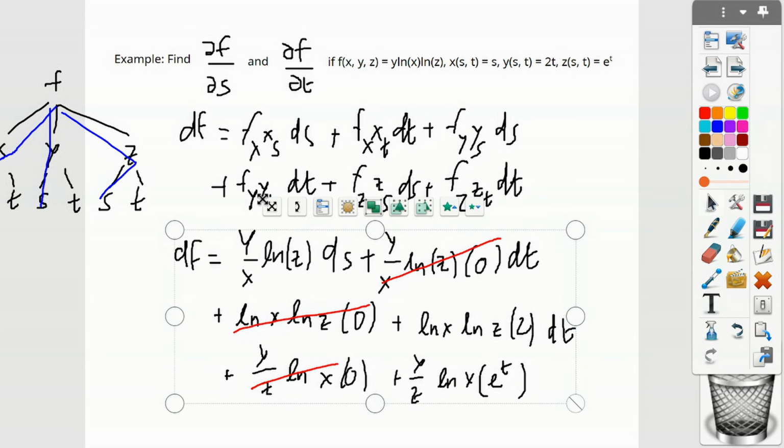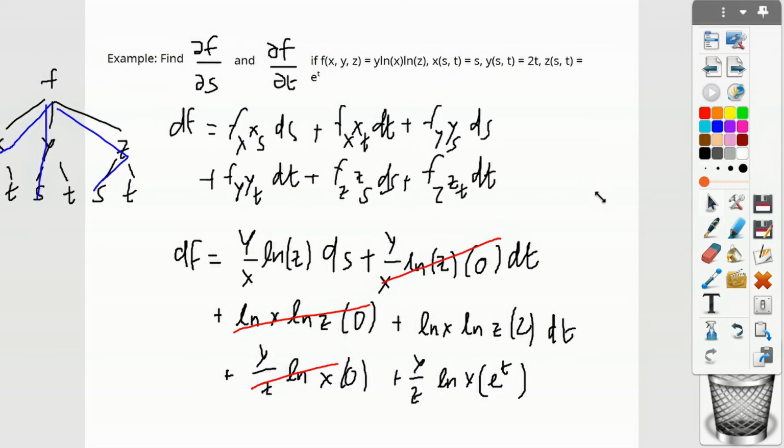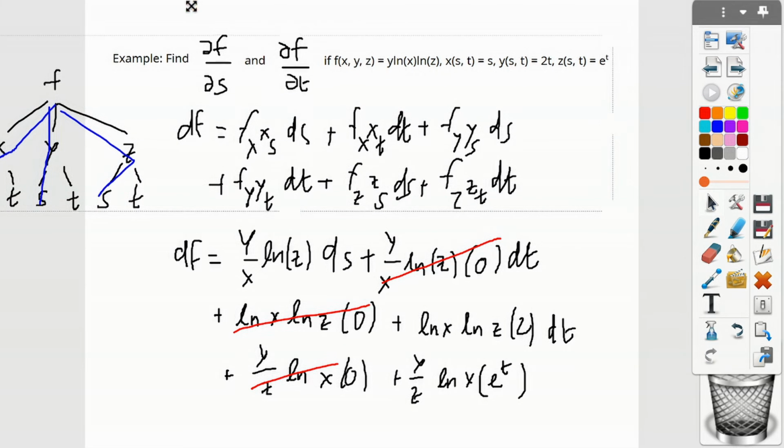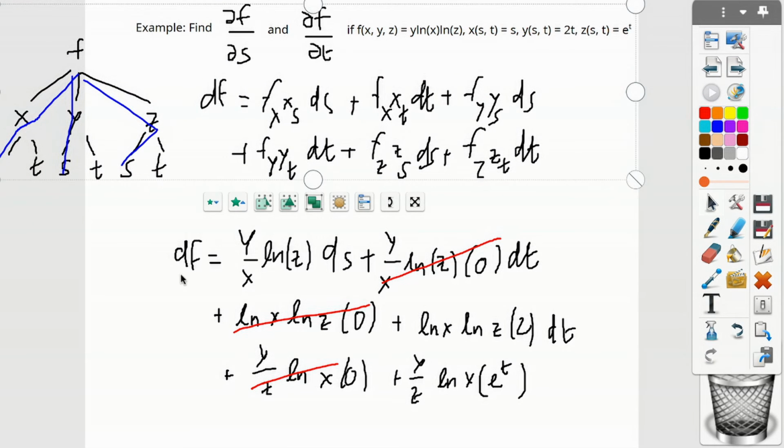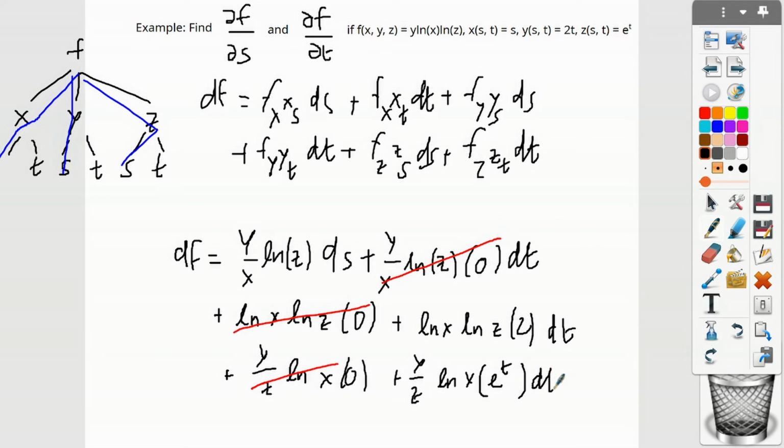Now, what can you do? You can plug in the numbers. That's what you can do. In fact, I would probably recommend it. Or actually, you probably should group it. So this is dt first, dt. So let's group.